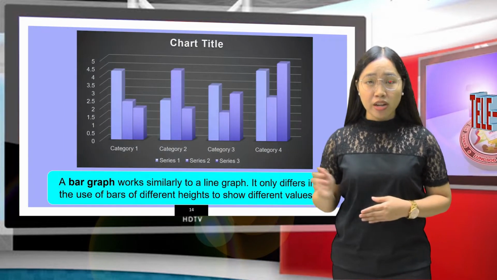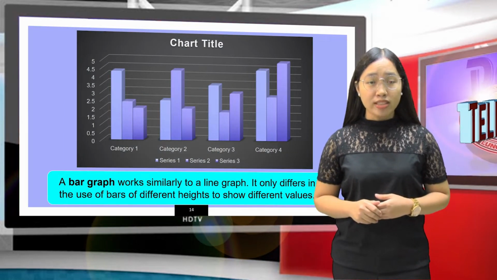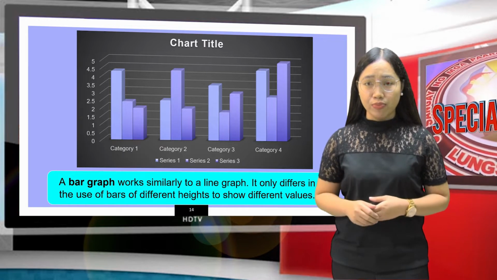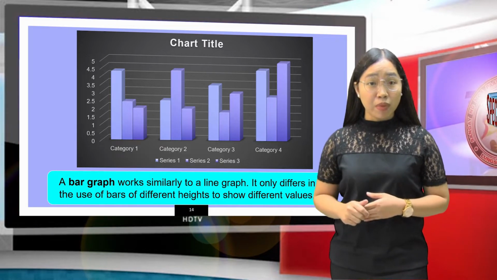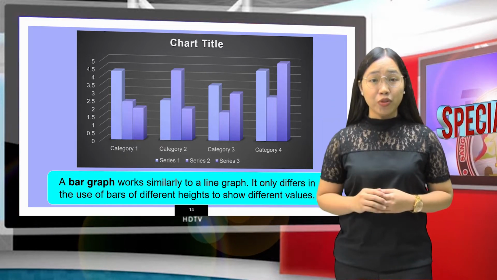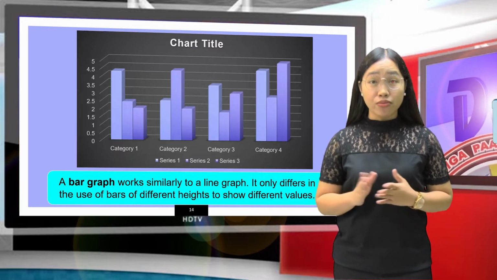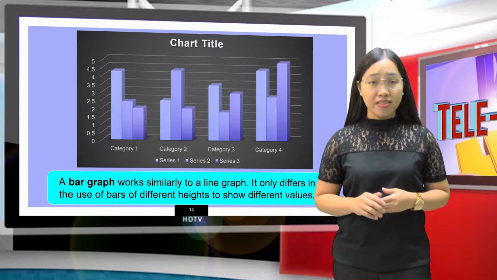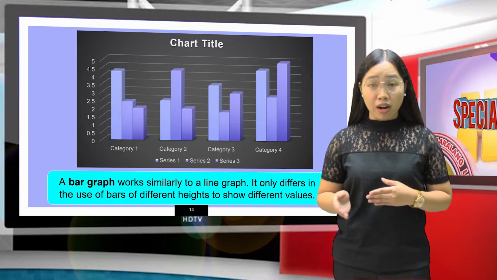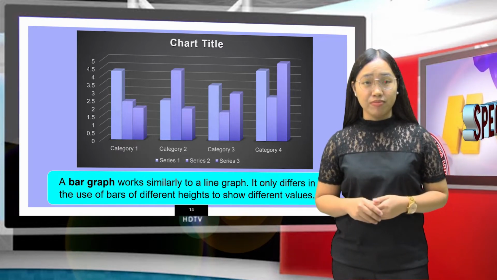Next is the bar graph. A bar graph works similarly to a line graph. It only differs in the use of bars of different heights to show different values. It may run horizontally or vertically. The important thing to know is that the longer the bar, the greater its value.